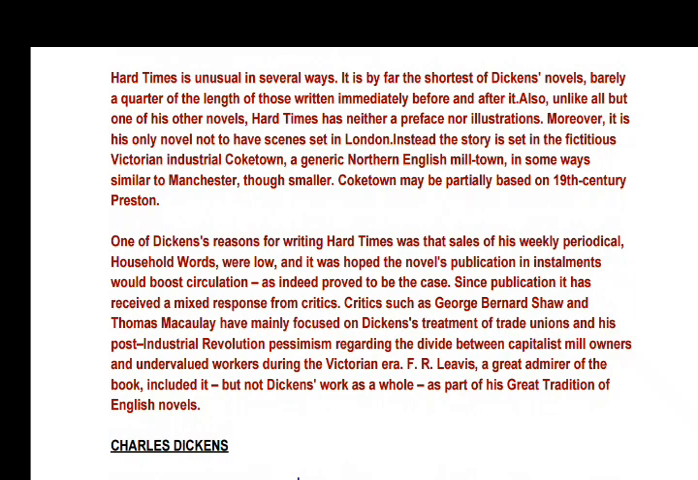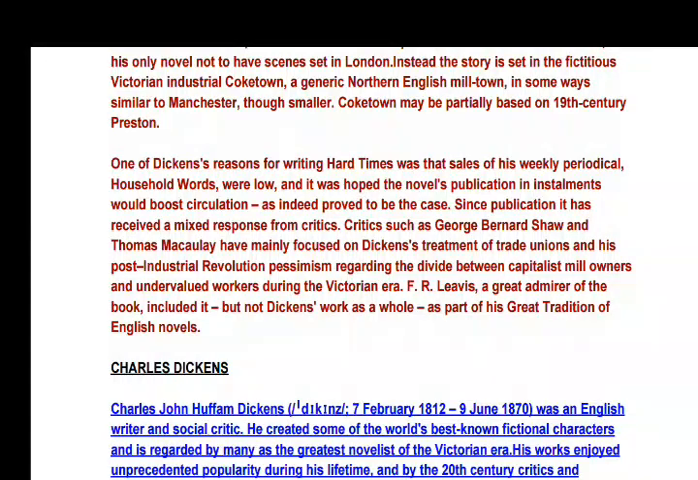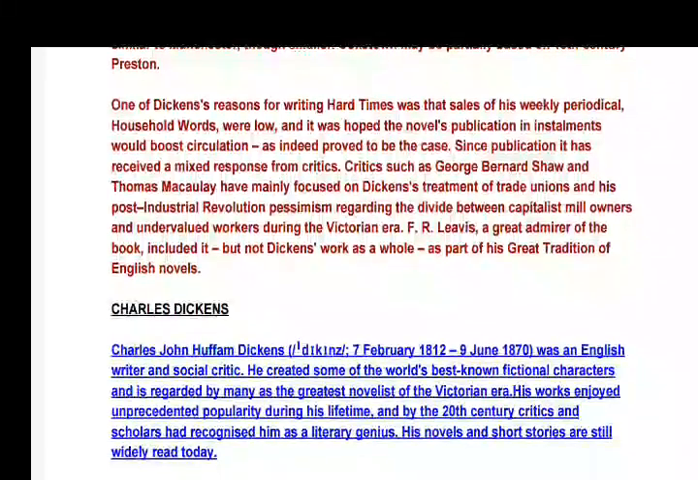One of Dickens' reasons for writing Hard Times was that sales of his weekly periodical, Household Words, were low, and it was hoped the novel's publication in installments would boost circulation, as indeed proved to be the case. Since publication, it has received a mixed response from critics.